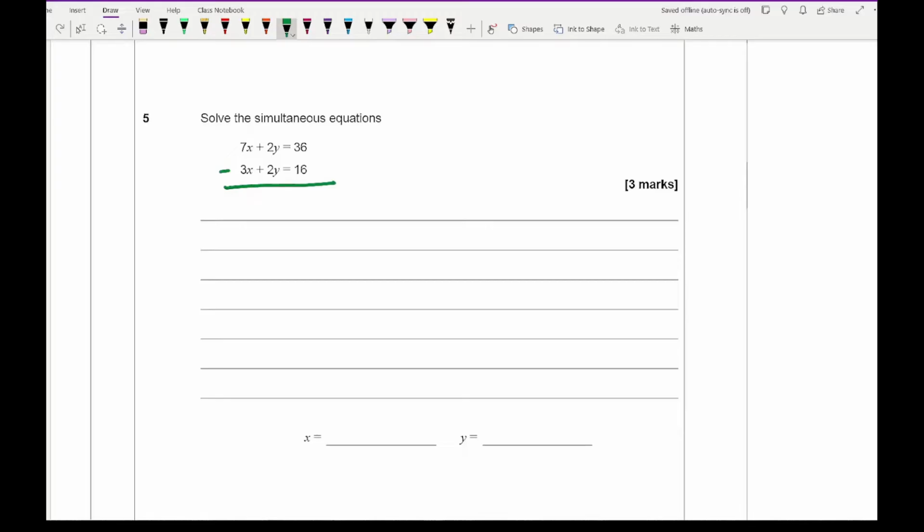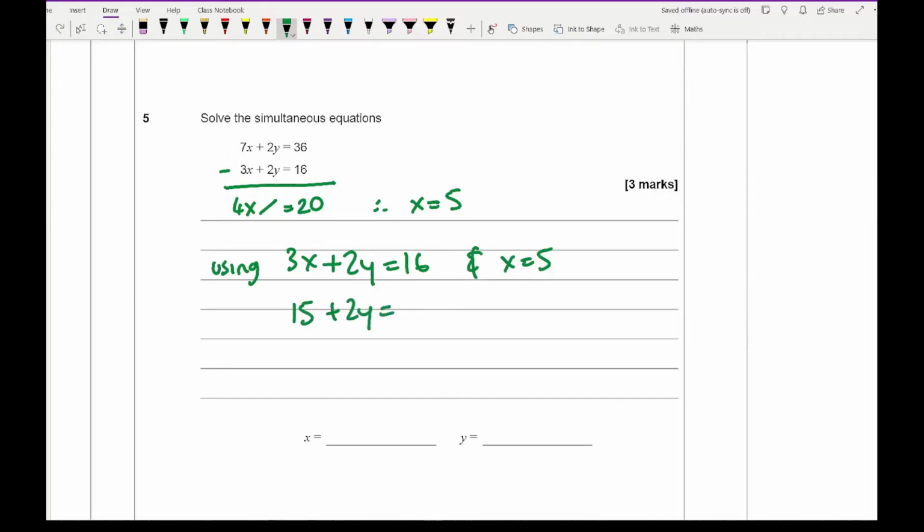So here I'm going to end up with 4x. Now here one of the letters should disappear, which it does, and I've got 36 take away 16, which is 20. So that means that x equals 5. Then using one of the equations, so using 3x plus 2y equals 16, and that x equals 5. Well, 3x is therefore going to be 15, so 15 plus 2y equals 16. So then 2y equals 1. So then y equals a half. So the answers there are 5 and a half. Or if you want to write that as 0.5, that would be absolutely fine.